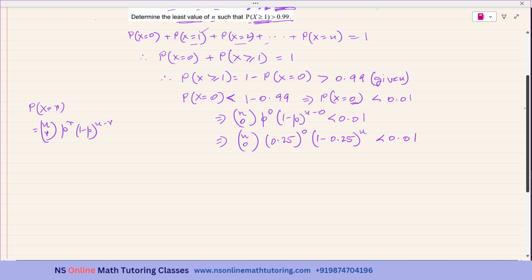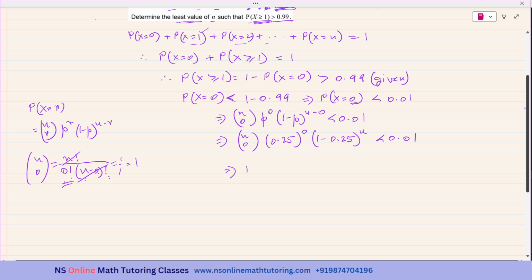What is nC0, in case you do not know the value of nC0? It is n factorial over 0 factorial times n minus 0 factorial. You can write these in your rough column. n minus 0 factorial is n factorial, so these two get cancelled and 0 factorial is 1. This is 1 over 1 which is equal to 1. Okay. So nC0 is equal to 1.